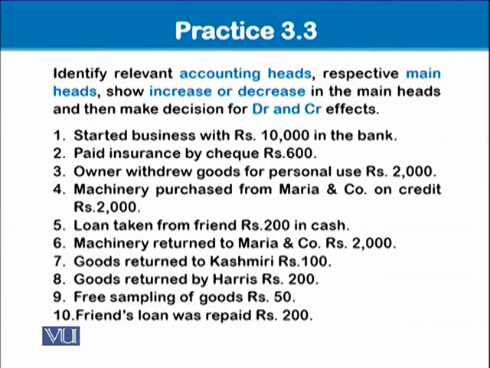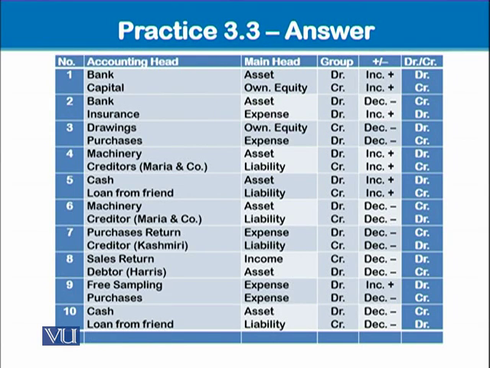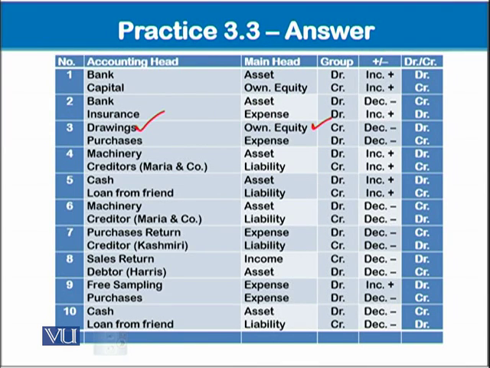Well, next comes owner withdrew goods for personal use 2,000. Okay, so drawings is one accounting head, owner's equity, and because of drawings, there is decrease in owner's equity. Owner's equity is a member of credit group, and whenever there is decrease, it would be debited. And the second effect goes to purchases because owner is withdrawing goods. So whenever owner is withdrawing goods, the purchases, which are the expenses, member of debit group, would be decreased, and whenever there is decrease in debit group, it should be analyzed as credit.